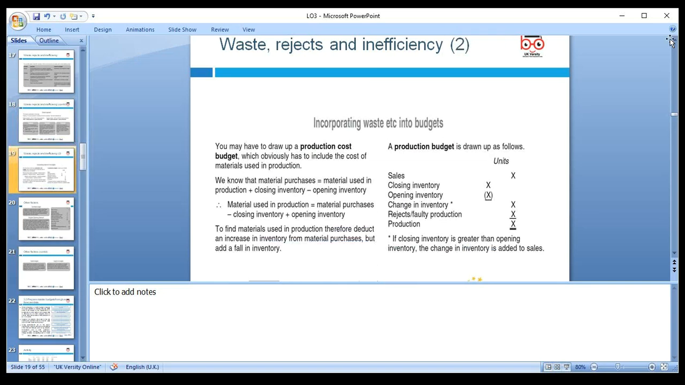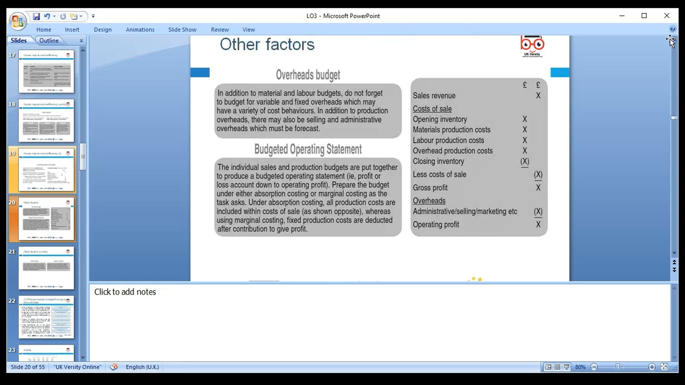So we can find how many labor hours and how much material we need, and we can use all this. Incorporating it into the sales, we can look at the sales, closing inventory plus opening inventory. Opening is always minus when we make the budget. So the change in inventory and the rejected faulty items, and we can find how much we need to produce.